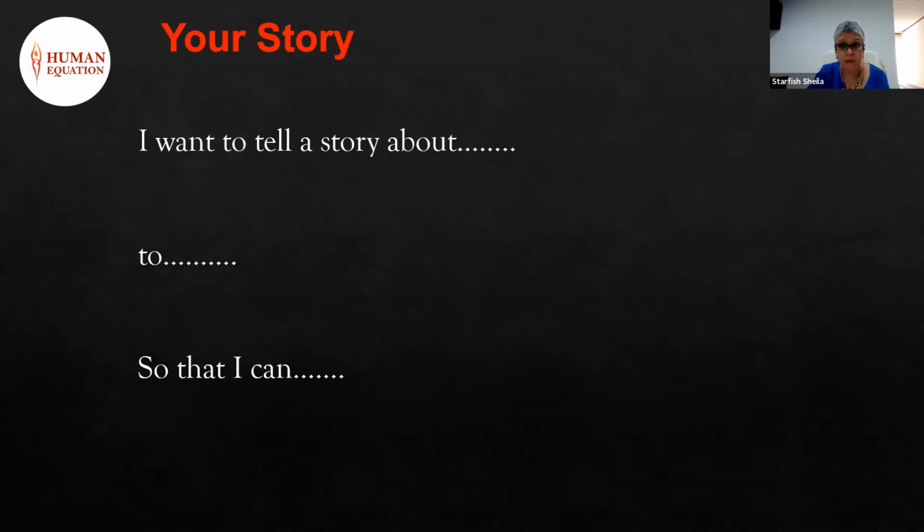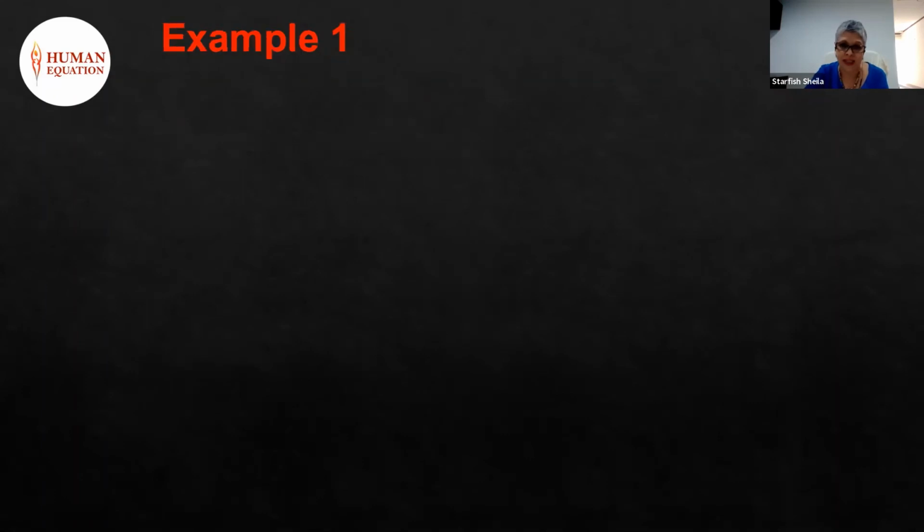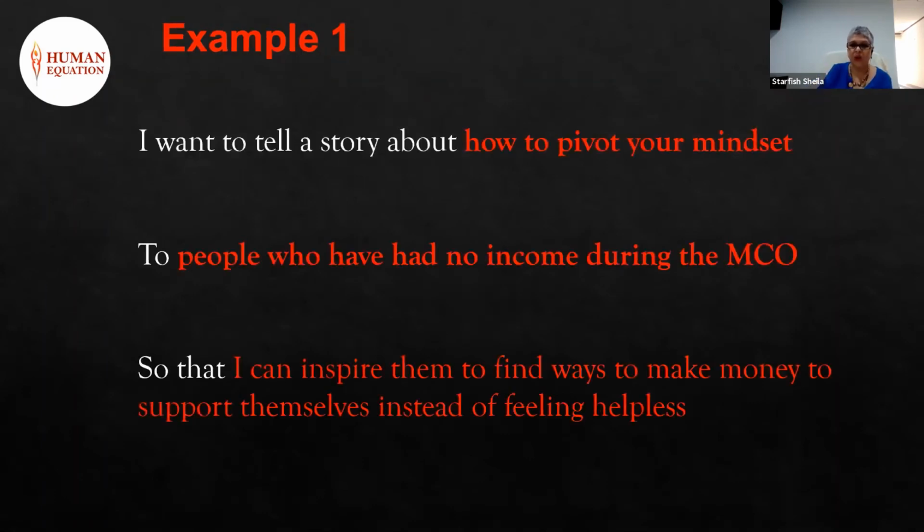Now, I'll give you examples first, and after that I want you to start writing. Once you have it, type it into the chat box. Listen to the instructions. For example: I want to tell a story about how to pivot your mind, to people who have had no income during the MCO, so that I can inspire them to make money to support themselves instead of feeling helpless.